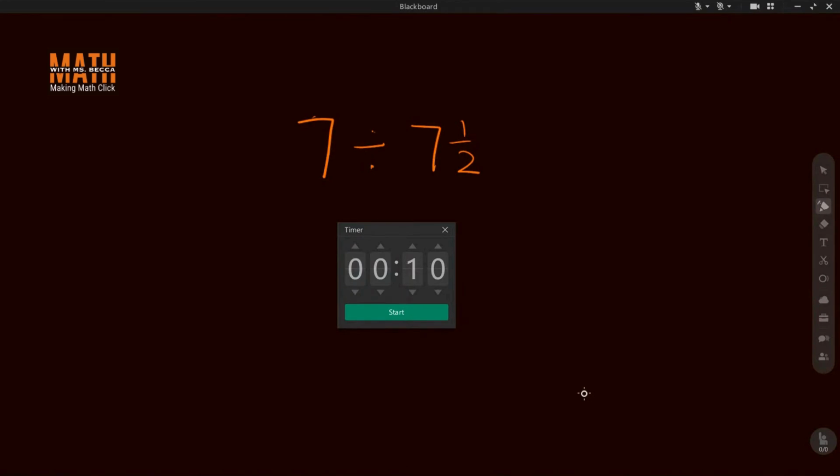Let's see if you can solve this in under 10 seconds. Ready? Start.